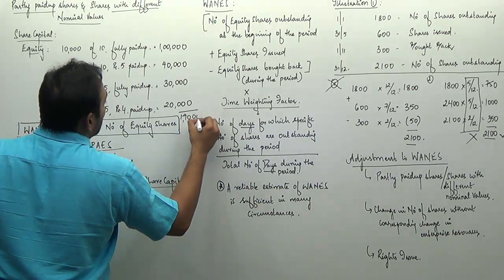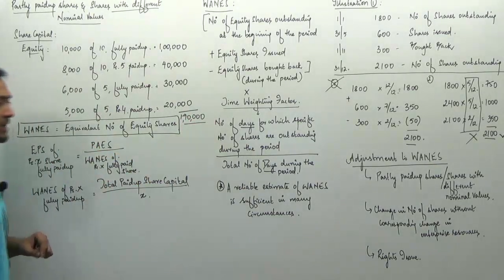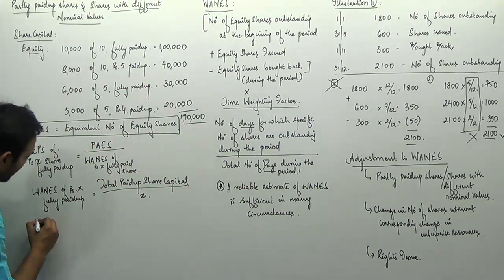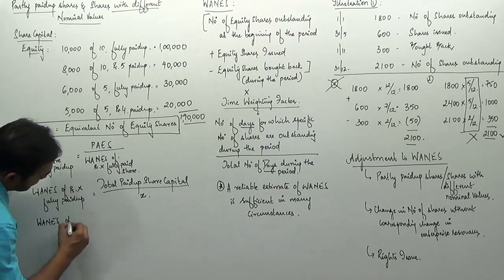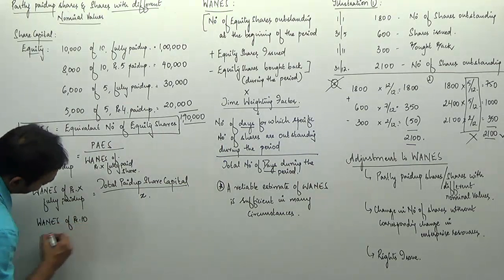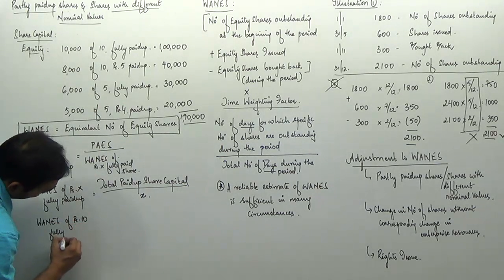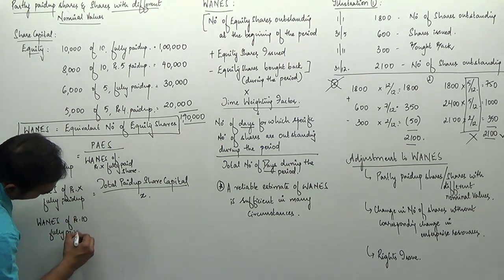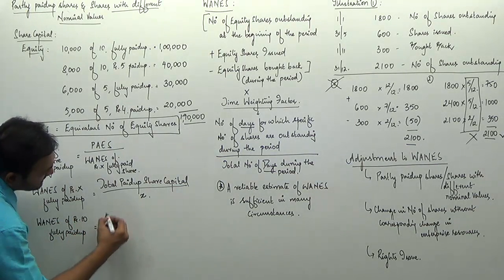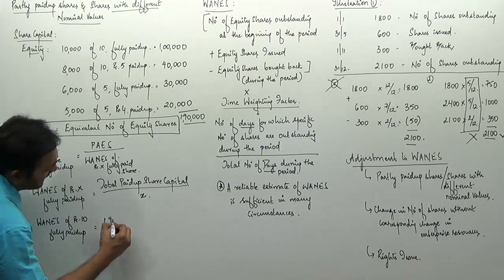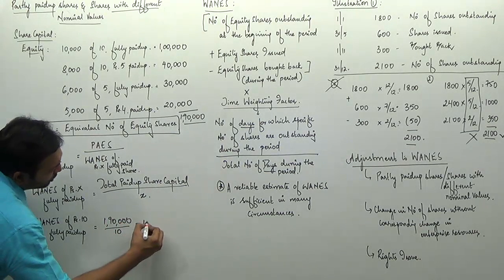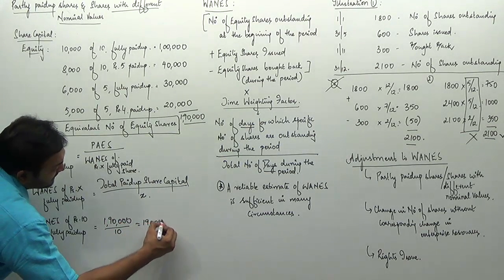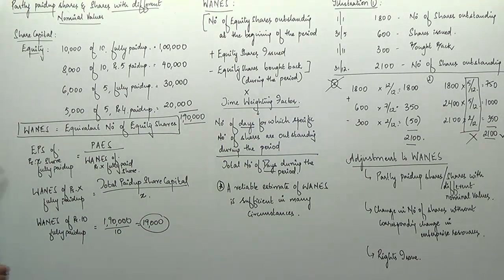In total, this is 1,90,000. This is the total paid up share capital. So, if I want weighted average number of equity shares of rupees 10 each fully paid up, then it is simple. Total paid up share capital is 1,90,000 divided by 10. So equivalent number of shares to be considered as variance is only 19,000.